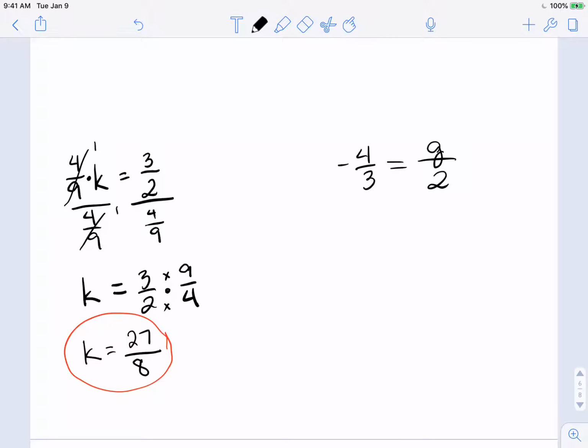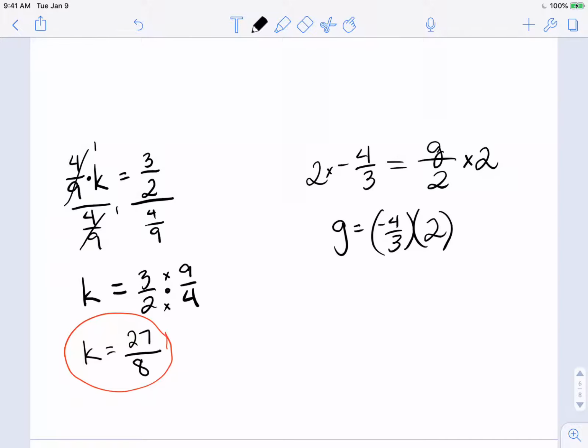All right, so now you have -4/3 equals g/2. So this one, g is being divided by 2. So what's the opposite of division? It's multiplication. So we are going to multiply both sides by 2. So you have g equals -4/3 times 2.